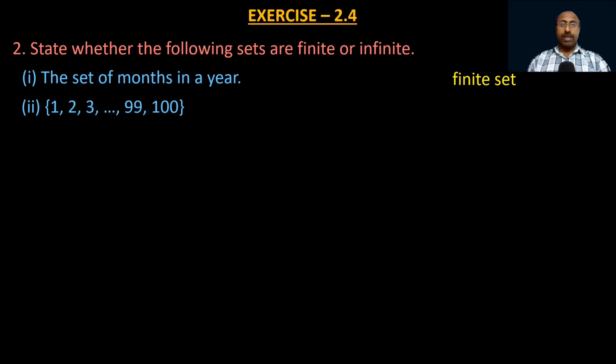Second one, set of 1, 2, 3 up to 100. It is also clearly a finite set because it has a first element as well as a last element. So it is a finite set.